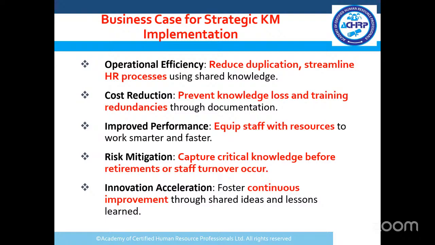The other one is improved performance, that through knowledge management, we are able to equip our employees with the resources so that they can work better. On risk management, knowledge management helps us to identify gaps or critical skills that we don't have and find ways of bridging these gaps, either by way of acquiring new people or developing our own from within. For example, when we don't have adequate employees for succession planning, that is a risk, and we can mitigate this risk through succession planning. And succession planning includes delegation, training, and also promotion.